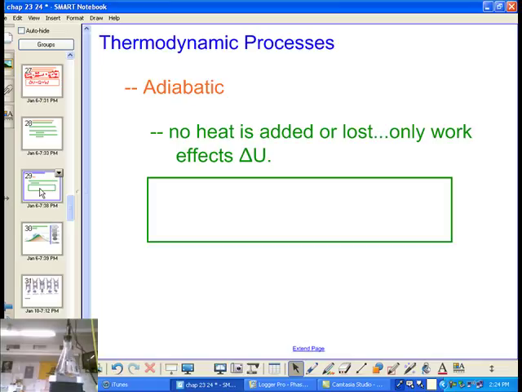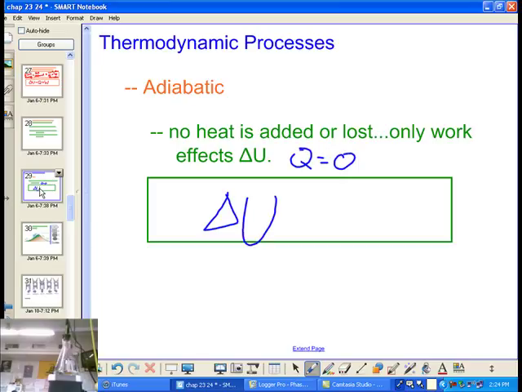And the first one is adiabatic. And now this is important to atmospheric processes. It's part of how your car engine works and things like that. But in this case, no heat is added or lost. In other words, Q is 0. No heat gained or lost. So delta U is equal to the work done by or on the system.